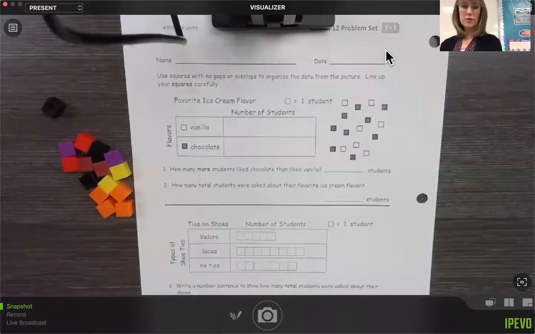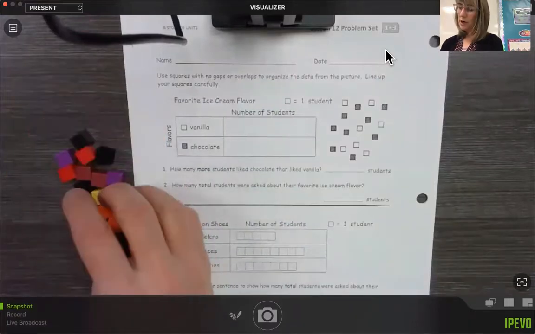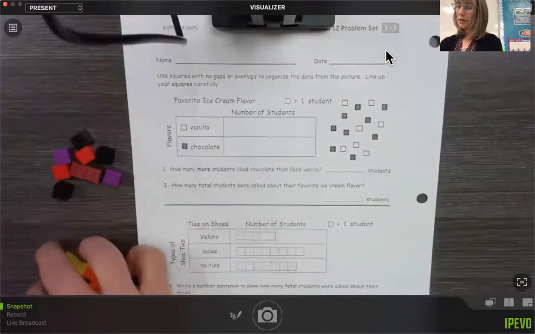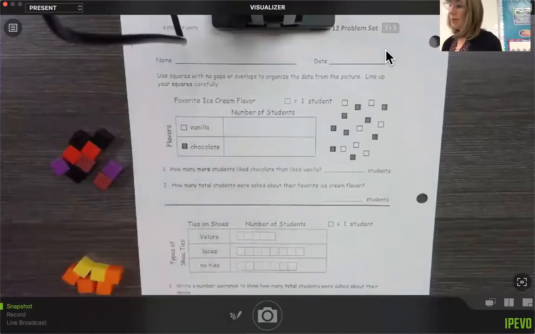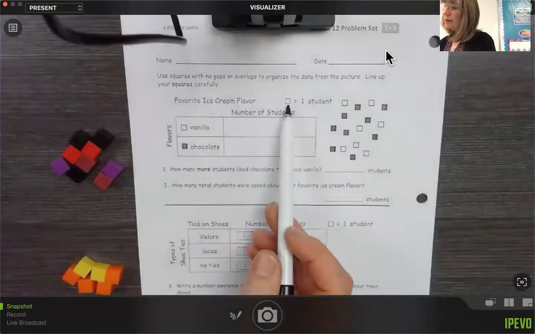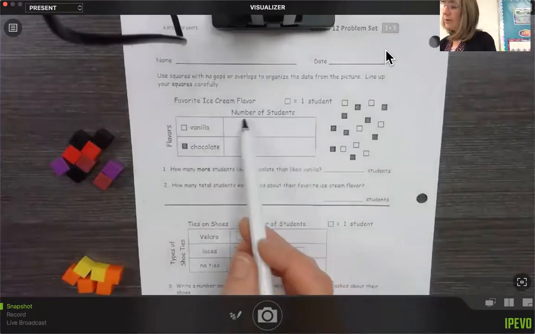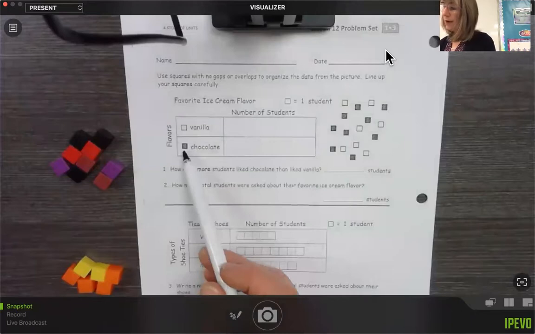Today, I think I'll use my little cubes right here. Let's put our dark colors and our light colors together since I don't have enough of one color. Okay, so I'm going to count up how many. It says favorite ice cream flavors. Each square equals 1 student, number of students. And all of the ones that are blank are vanilla, and all the ones that are dark are chocolate. So let's use my little squares to figure it out.